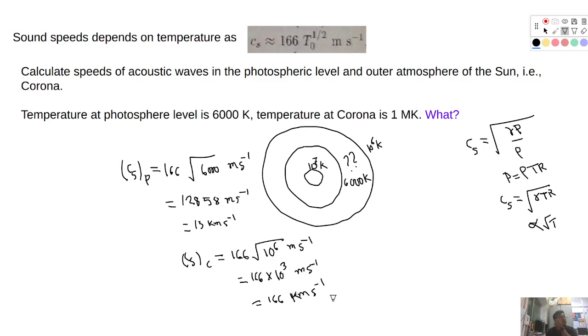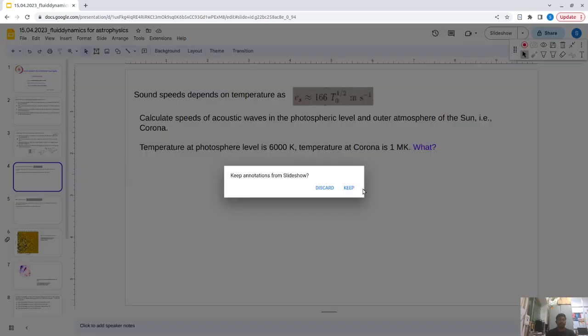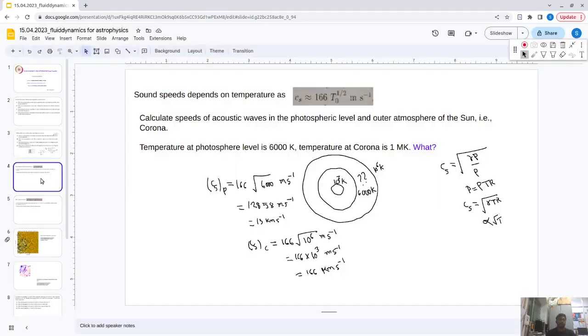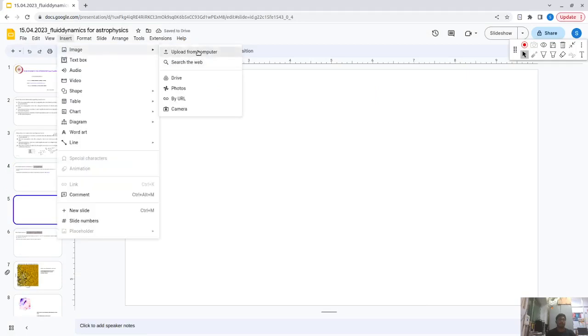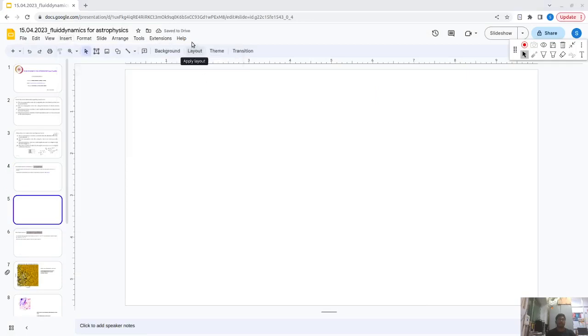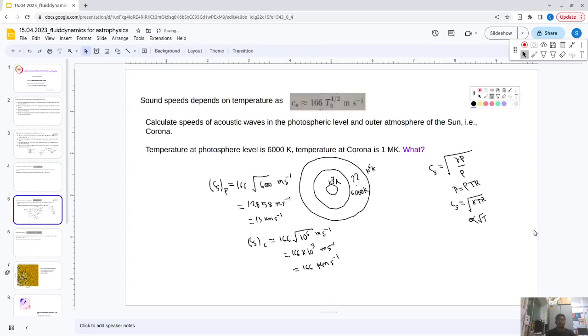Okay, this is your answer. For corona, you will find out the sound speed has to be higher because corona has higher temperature than the photosphere. Fine. Now let's move on to the next question.